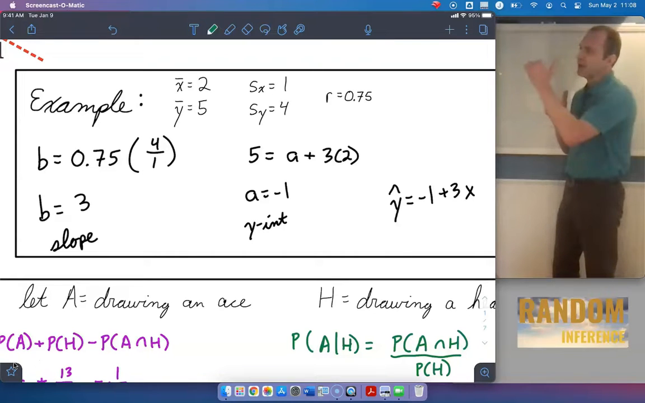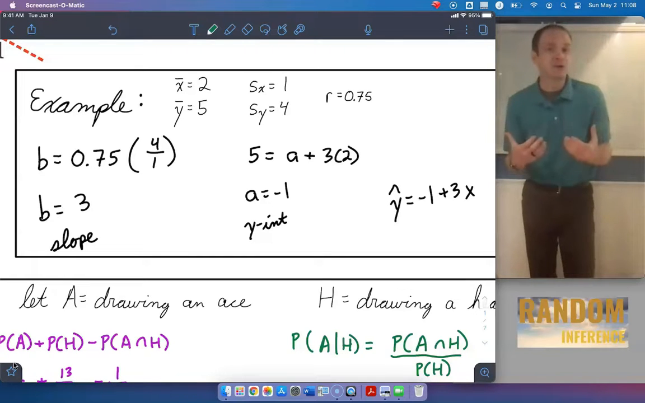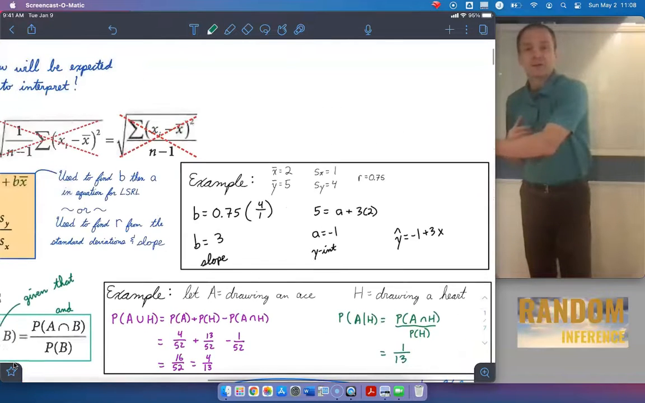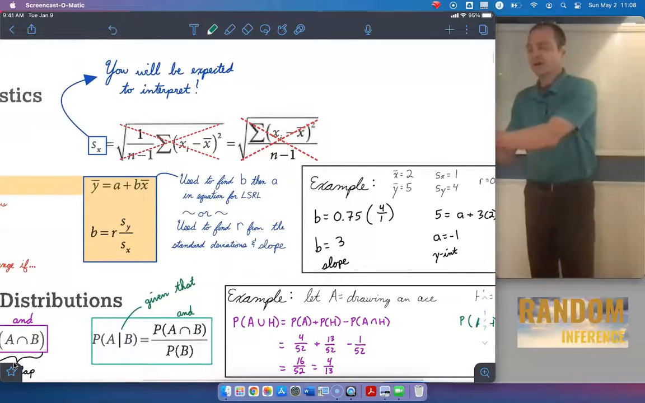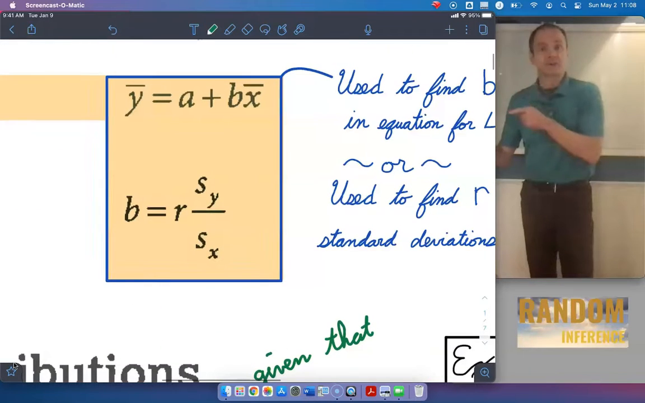You would get an x bar, you would get a y bar, you would get an s sub x, you would get an s sub y, you'd even get an r value there. So that is when you use those particular formulas on the formula sheet. And that's really going to be the only time you use these formulas on the formula sheet.